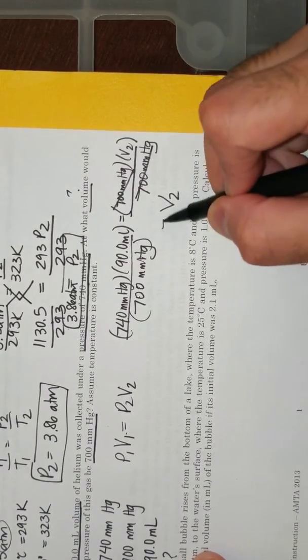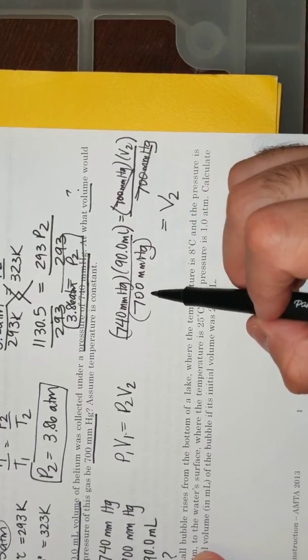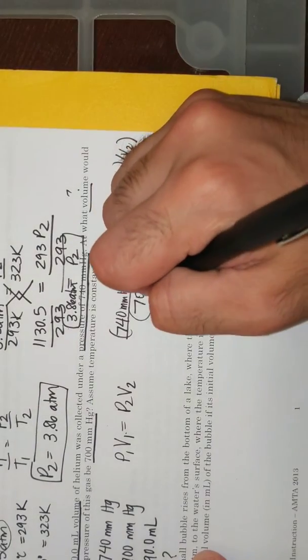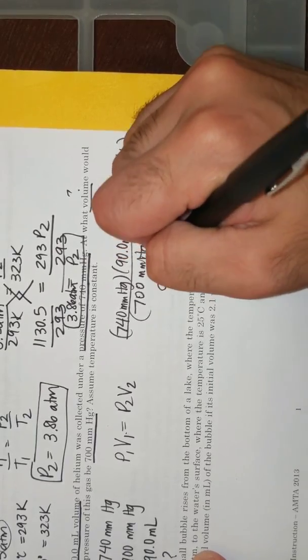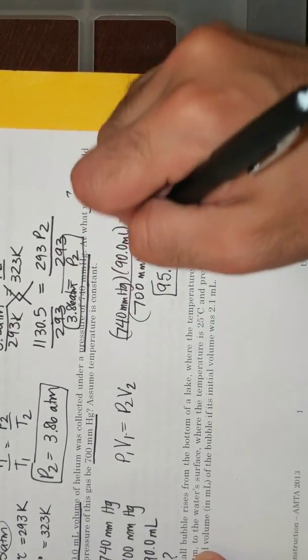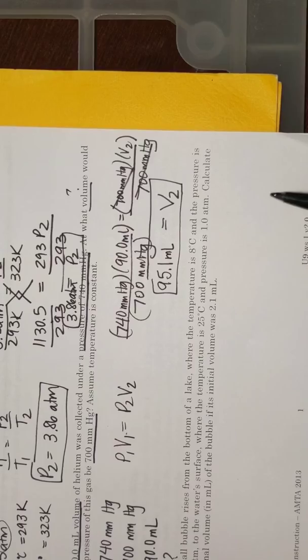And if I do this math, if I do 740 times 90, and then eventually divide it by 700, the volume I get is 95.1 milliliters. And how do I know that my volume is in milliliters? Well, I started with milliliters over here, so I'm going to definitely end up with my units being in milliliters.